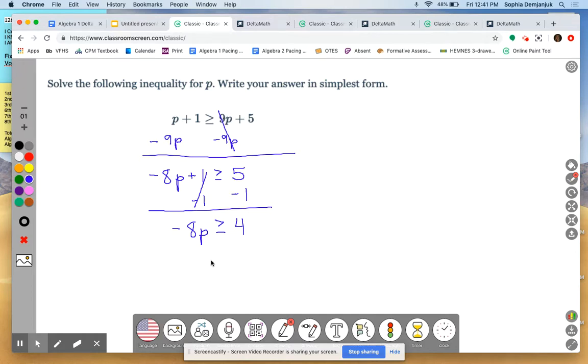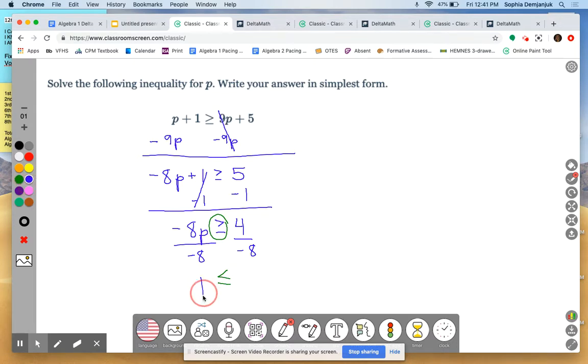My last step is to get the negative 8 to the other side. It's attached to the p with no symbol, so that means multiplication. We need to do the opposite, so we're going to divide the negative 8 off. Since we're dividing by a negative number, we remember that rule from the last lesson that means I need to flip my symbol around. So instead of greater than or equal to, it'll now be less than or equal to.